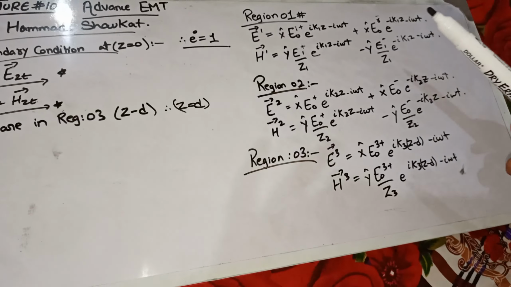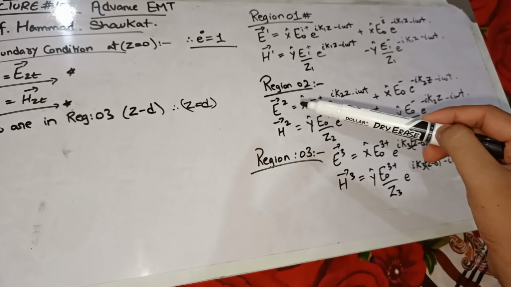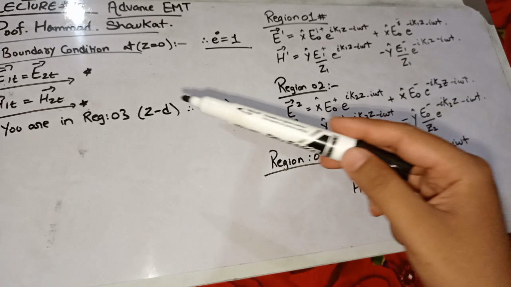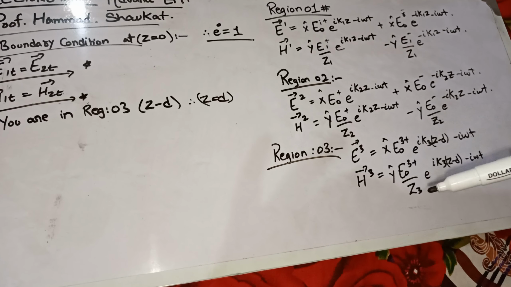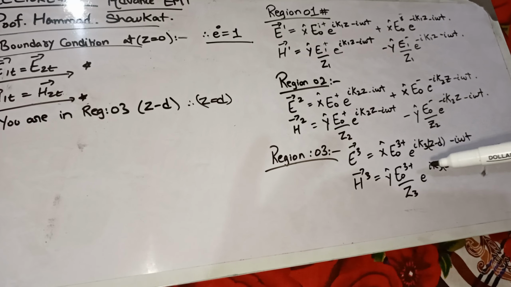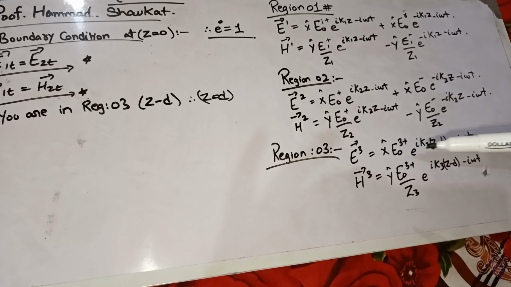So what you have to do is put z equals d in the electric field equation of the second region, meaning the other region. In this scenario, the third region is the other region. You have to put z equals d here also.